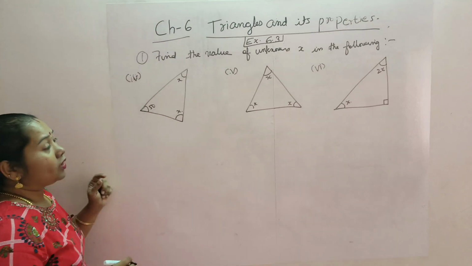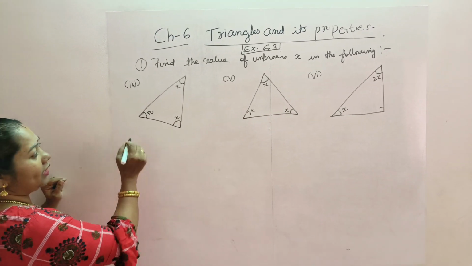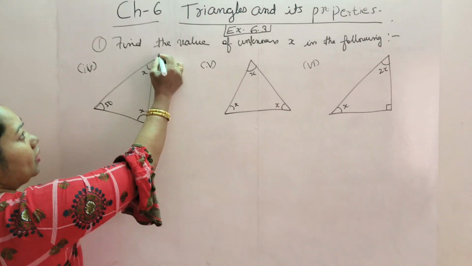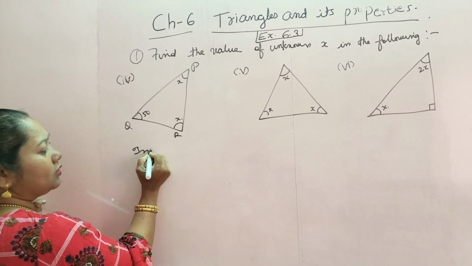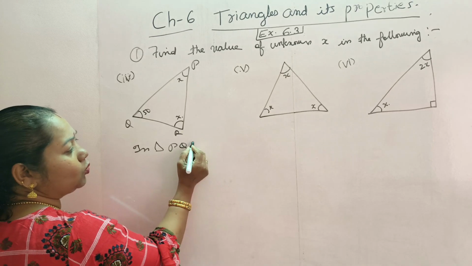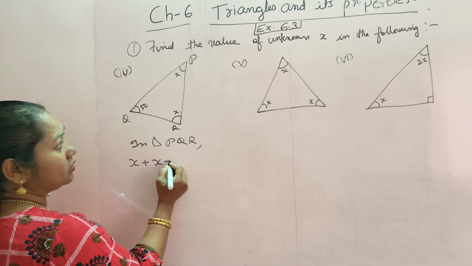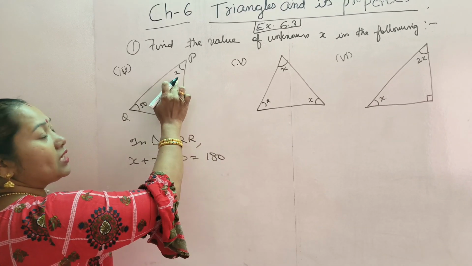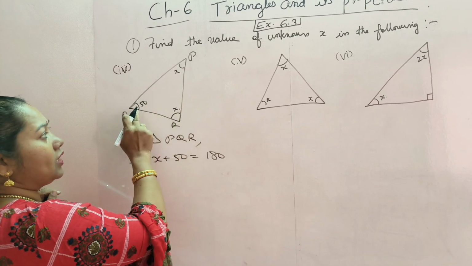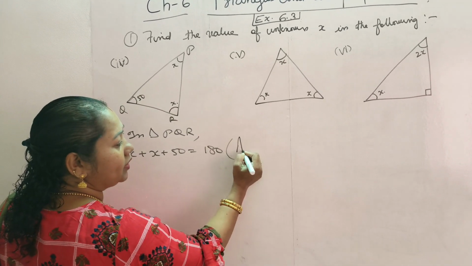So X is equal to 40 degrees. Okay. So now fourth, fifth and sixth part. In this one, again same as in triangle. Let us give the names also. So in triangle PQR, X plus 50 is equal to 180 degrees. Since it is given as X, here also X and here 150 degrees. So X plus 50 is equal to 180 degrees.